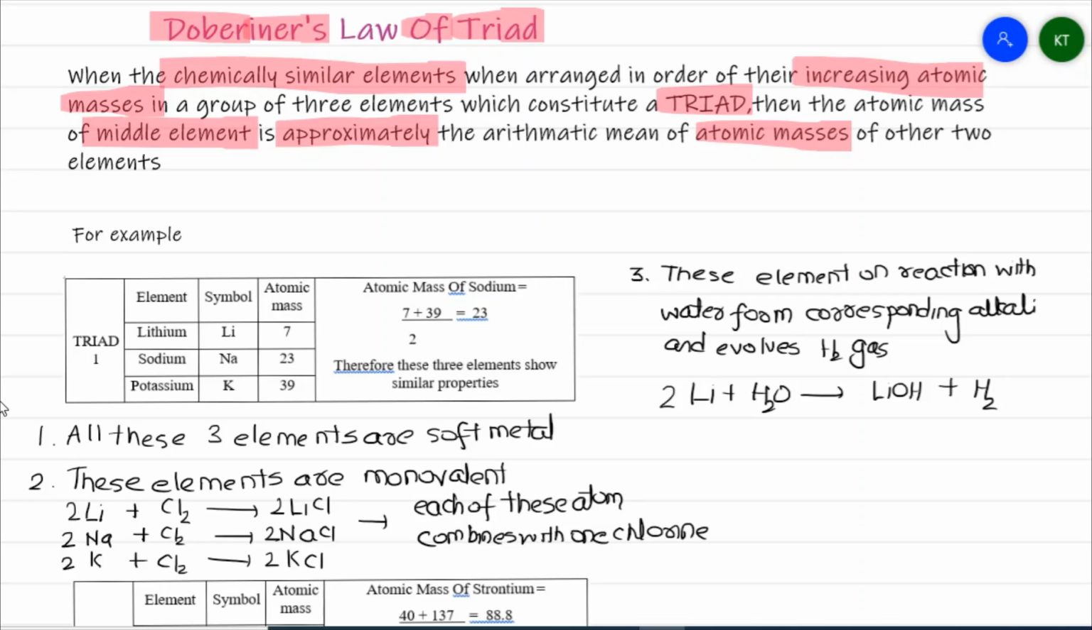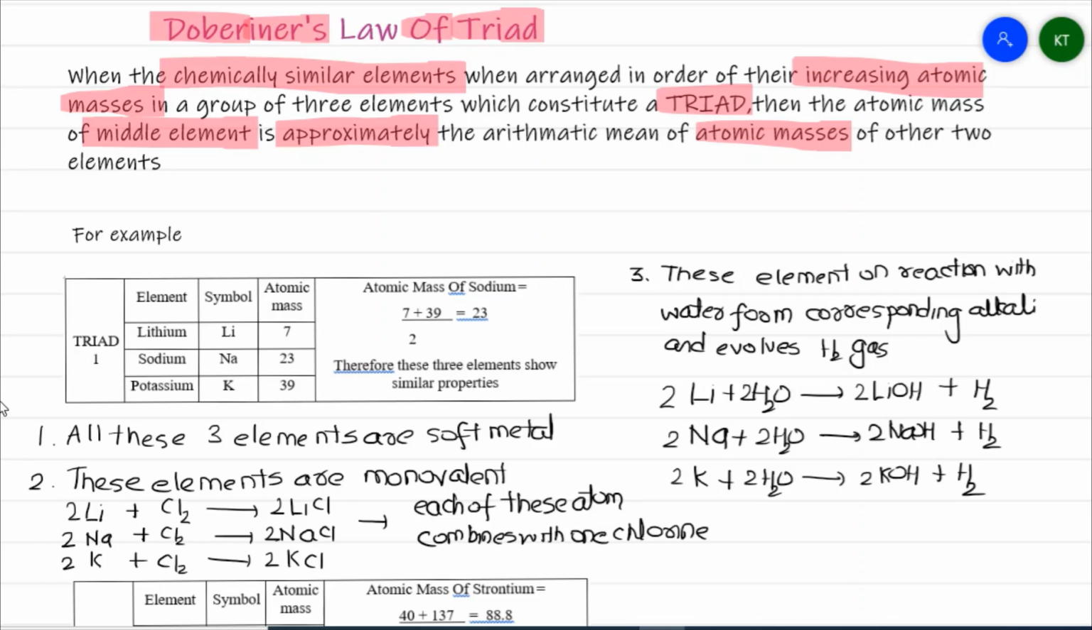So I multiply this by 2, water also multiplied by 2, and lithium hydroxide also gets multiplied by 2 in order to balance the equation. In the same way I can write for sodium. Sodium also reacts with water in order to give sodium hydroxide plus hydrogen gas, and potassium also does the same thing. So I will get potassium hydroxide plus hydrogen.